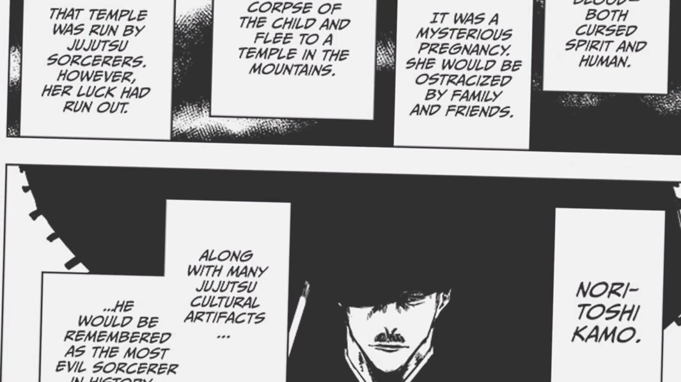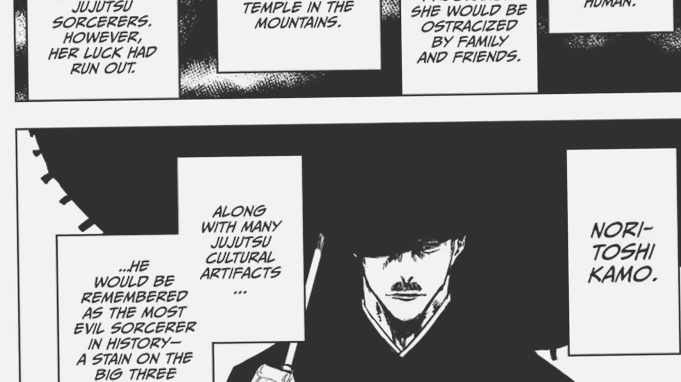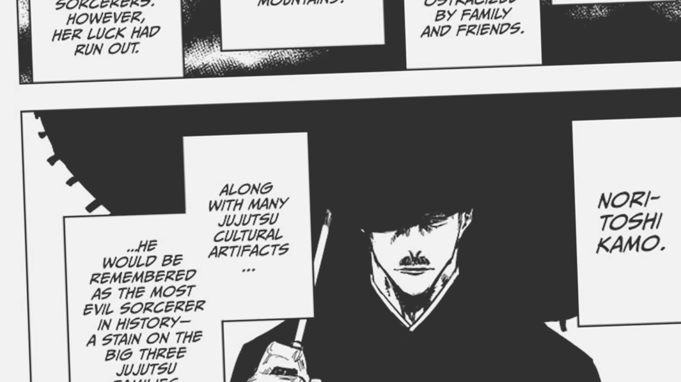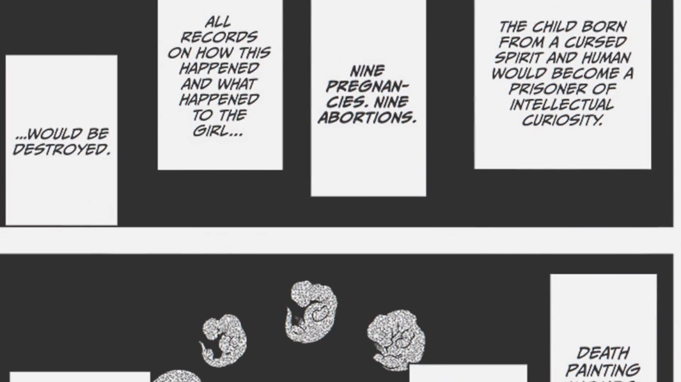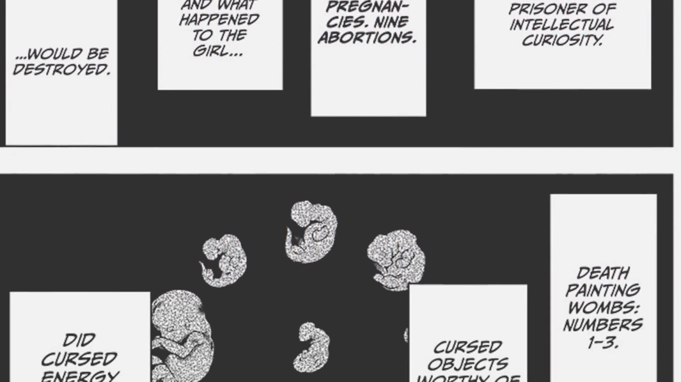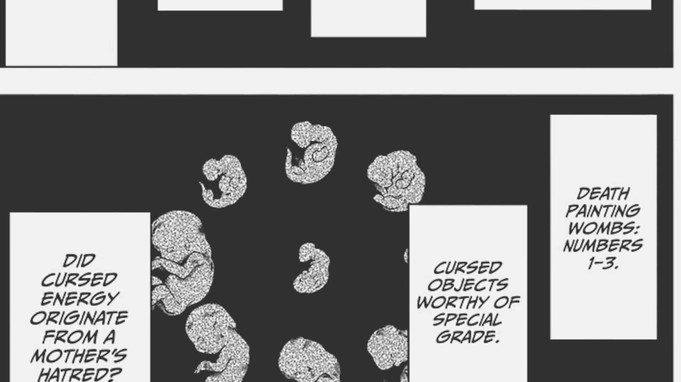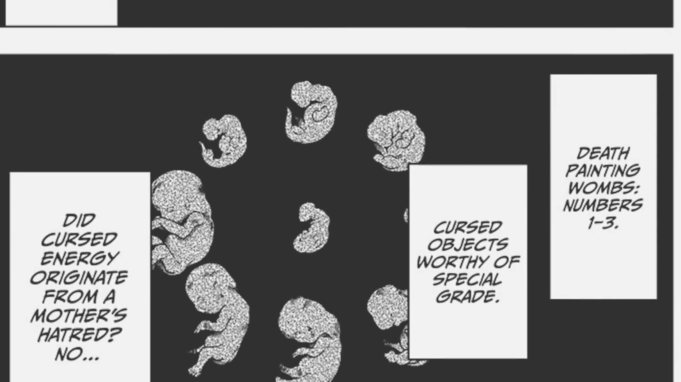They were all mysterious pregnancies. We learn that these cursed wombs were being collected by one of the most evil Jujutsu sorcerers in history, Noritoshi Kamo. There were 9 such pregnancies where a child was born from a cursed spirit and a human. All 9 of them were aborted, and records of what happened to the mother were destroyed.